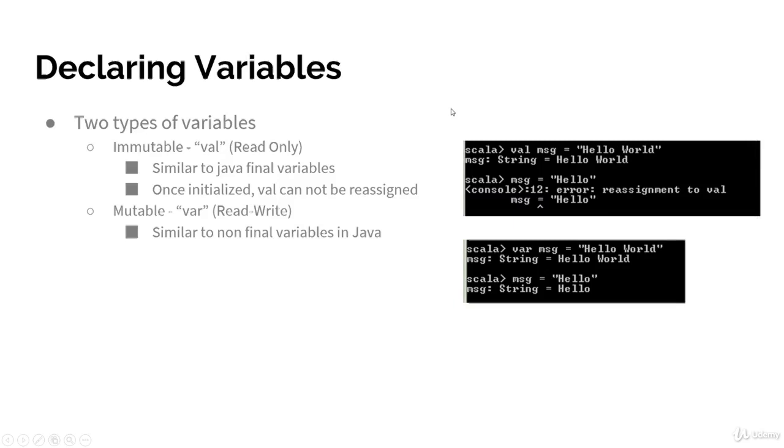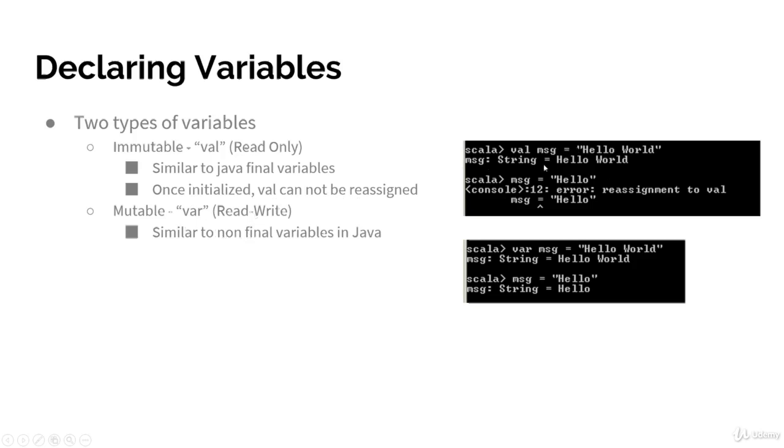There are two types of variables available in Scala: immutable and mutable. If you are coming from a Java background, you will have to declare a variable as final if you want to make it immutable or read only. But in Scala, it is available in a different flavor, right? If you want to declare a variable as immutable, then it will be val. If it is mutable, then it will be var, right? So val is similar to Java final. Once you initialize, a val cannot be reassigned, and var is similar to non-final variables in Java.